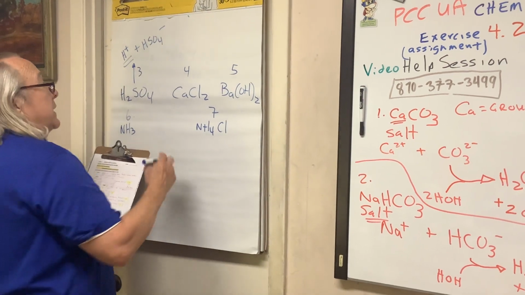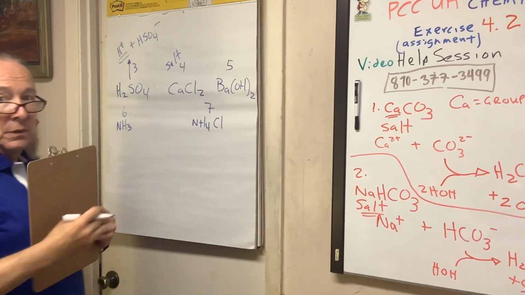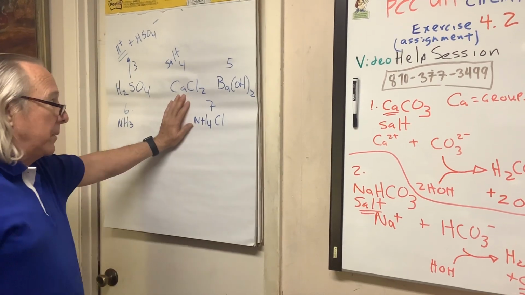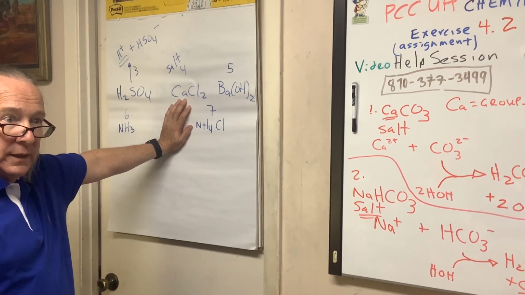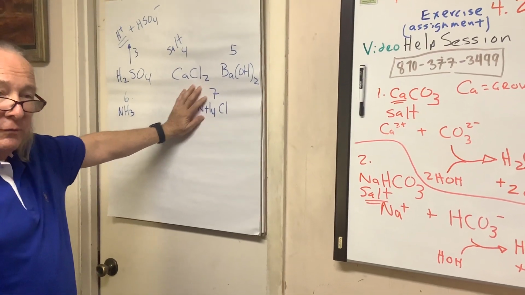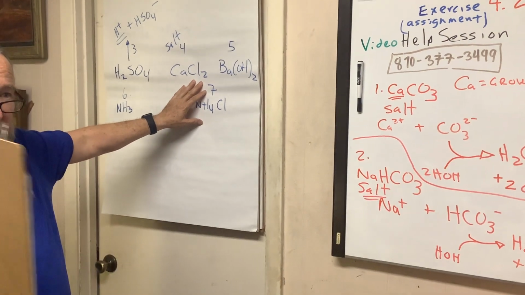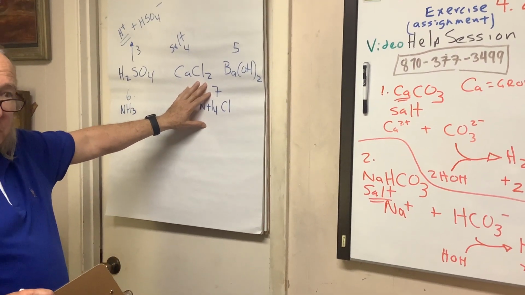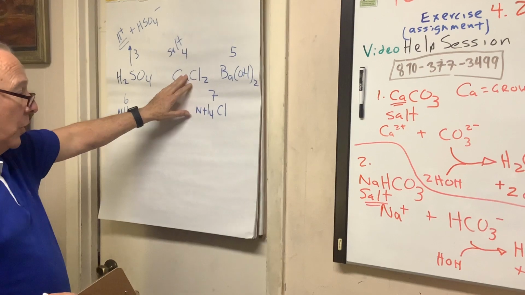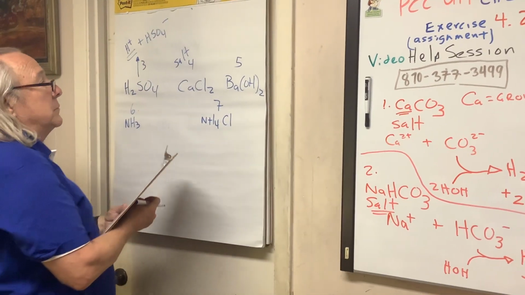The next one's calcium chloride. That is a salt. Though it is made from a base, calcium hydroxide, and an acid, hydrochloric acid, mixed together, that formed, as we'll see in the next part of the assignment, in a neutralization reaction, a salt plus water. But this is a salt, calcium chloride.